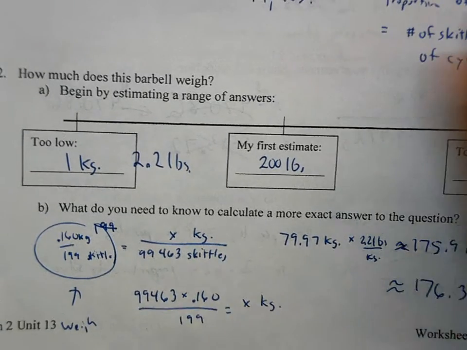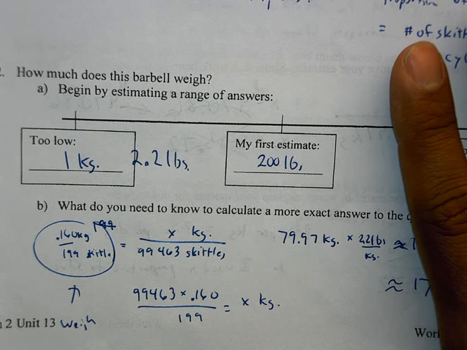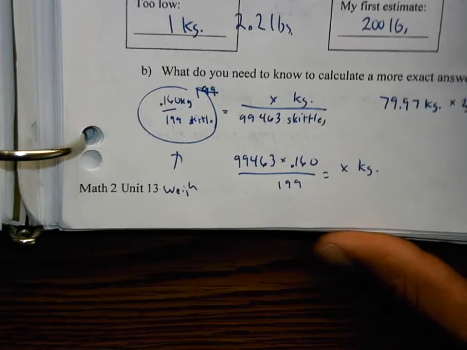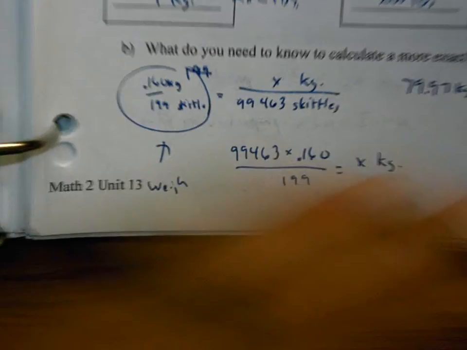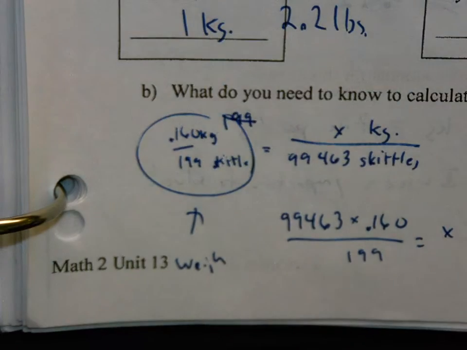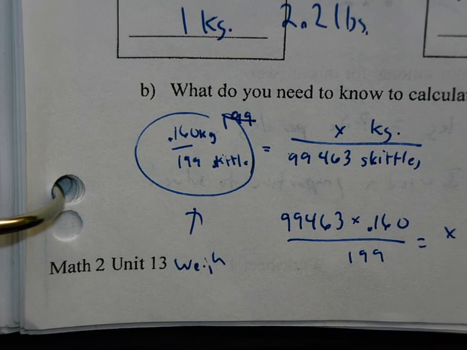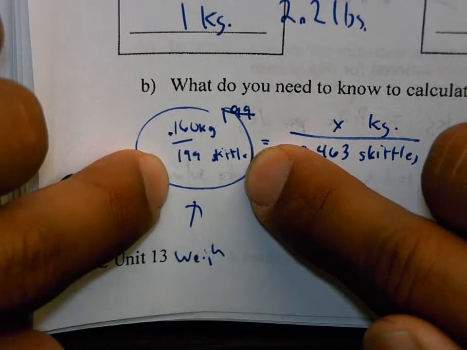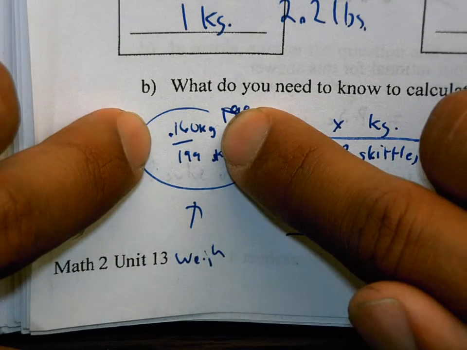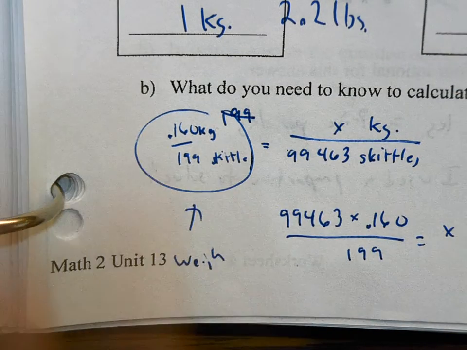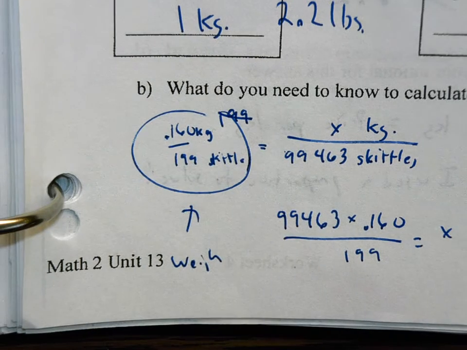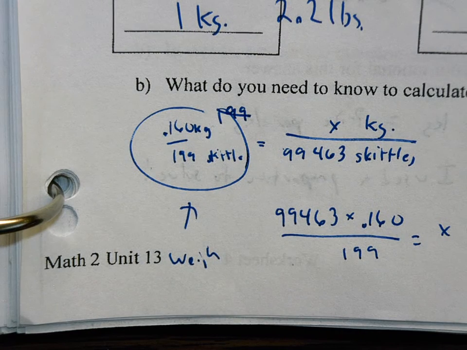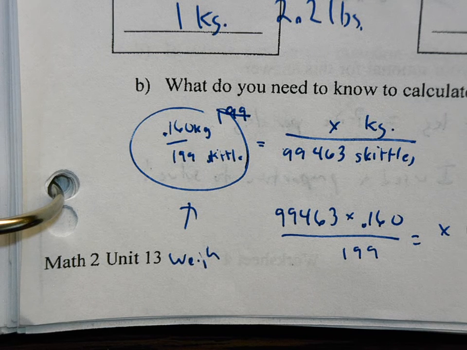So, the next thing that I did to try to figure out how much does it weigh is I set up a proportion. I want you to look at this. This is what I did. Zoom in, zoom in. I decided to do something in terms of Skittles and its weight. And so I found the fact in your notes that said 199 Skittles was equal to 1 cup of Skittles, and it's equal to 160 grams.